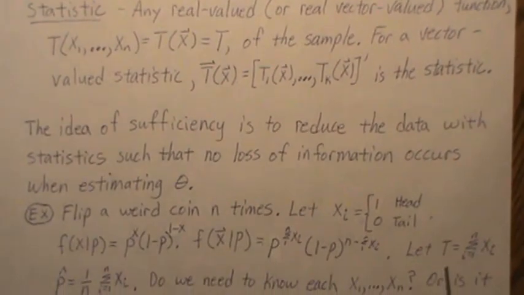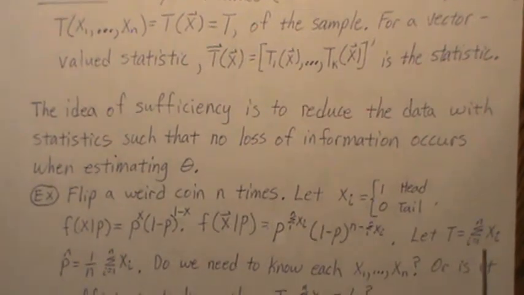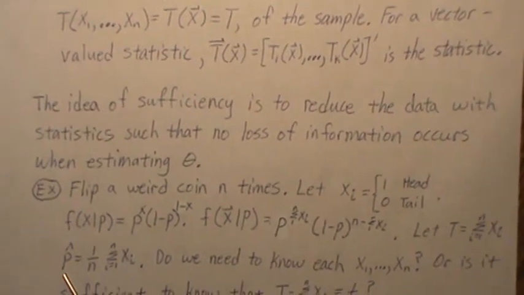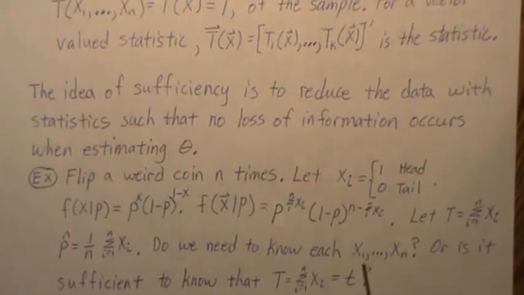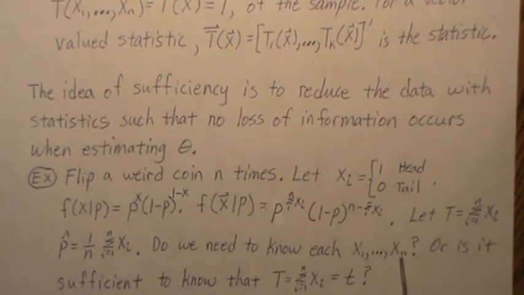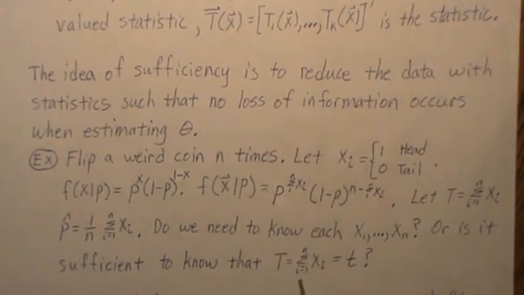Now let T, our statistic, be the sum of these xi's. And what this represents is it counts the number of heads that we flipped in n tries. So our estimate of the probability of a head is 1 over n times this sum. Now the question is, do we need to know each xi? So do we need to know where the 1s and 0s occurred? Or is it sufficient to really just know the sum of the xi? So how many heads did we get?